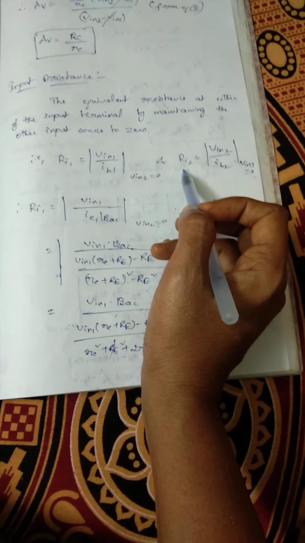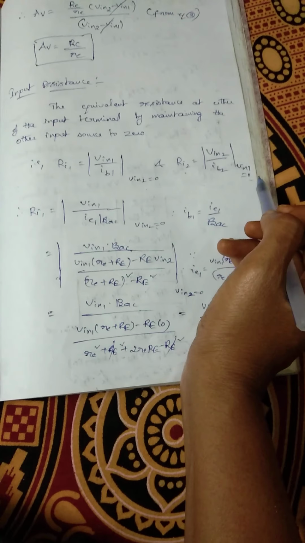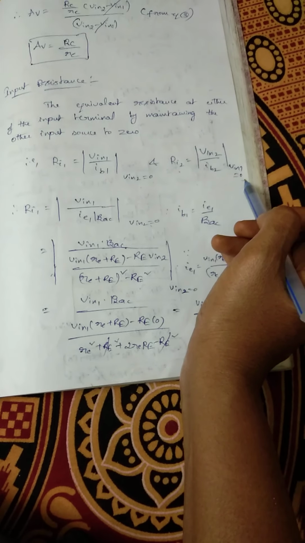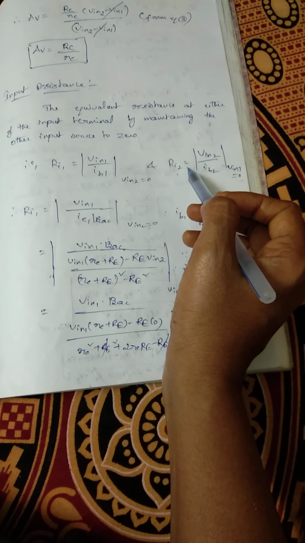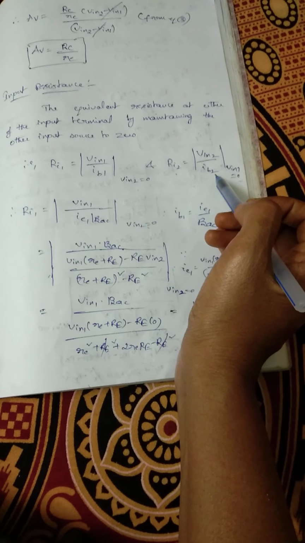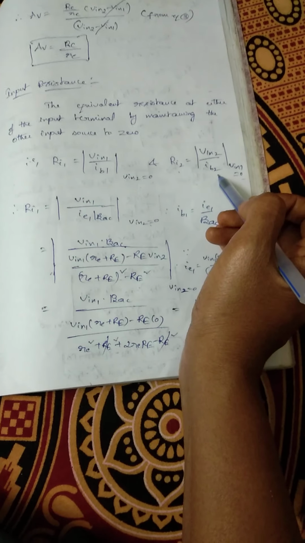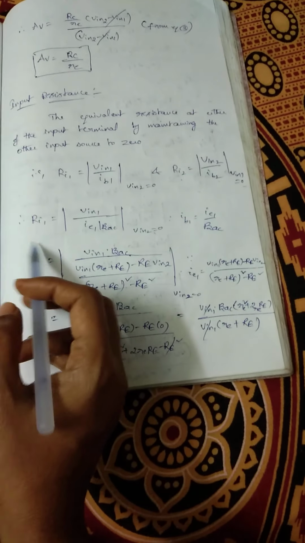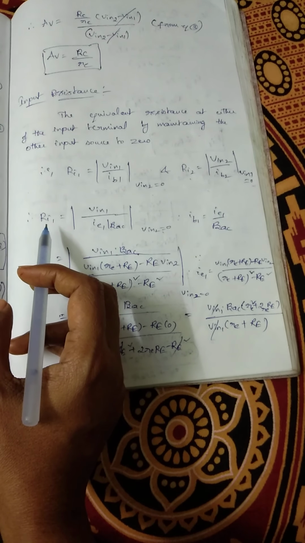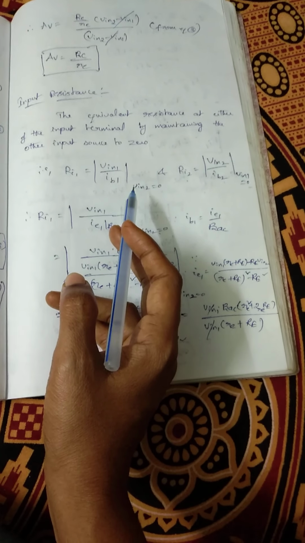And similarly, if you want to find out the input resistance at the second terminal, we should maintain the first input terminal voltage to 0, that is Vn1 is equal to 0, and the equivalent resistance is equal to the ratio of input voltage at the second terminal to the input current at the second terminal, that is Vn2 by Ib2. So here we are finding the input resistance at the first terminal, that is Ra1 is equal to Vn1 by Ib1 by maintaining Vn2 is equal to 0.